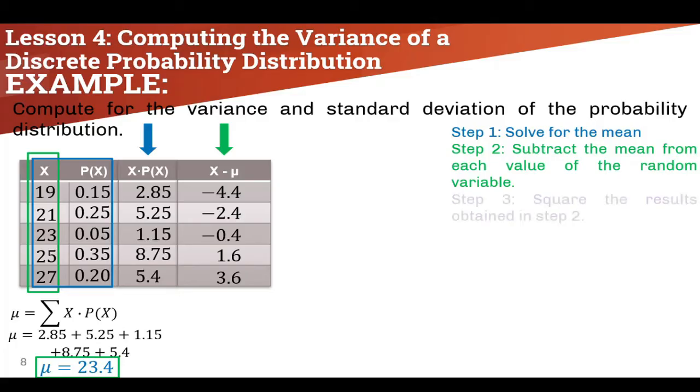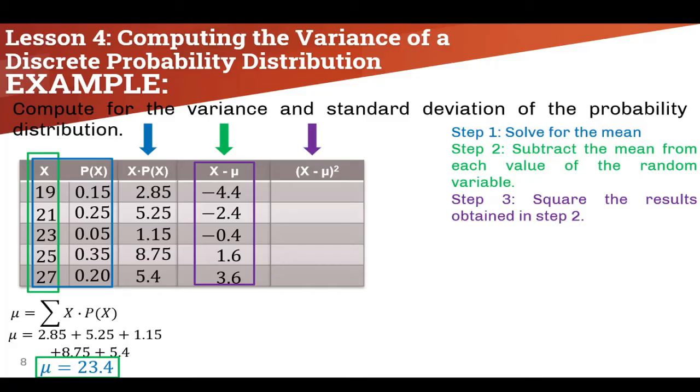Next step. Anong next step? Square the results obtained in step 2. So, gawa ulit tayo ng column sa kanan. I-square daw natin yung nakuha nating results sa step 2. Okay, so, negative 4.4 squared, that is, very good, 19.36. Negative 2.4 squared, that is, very good, 5.76. 0.4 squared, very good, 0.16. 1.6 times 1.6 or 1.6 squared is equals to, very good, 2.56. 3.6 times 3.6, very good, that is 12.96. Tapos na tayo sa step 3.